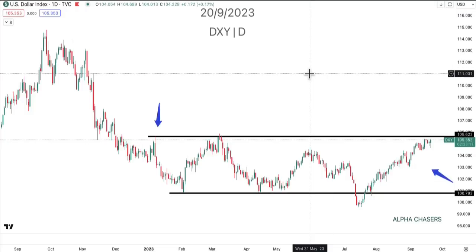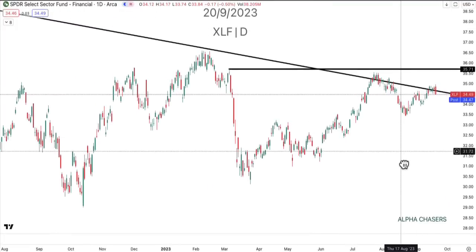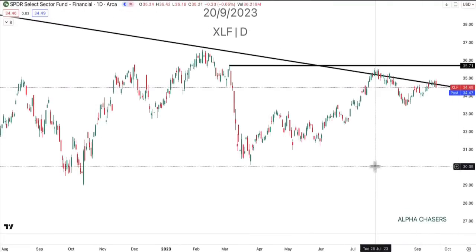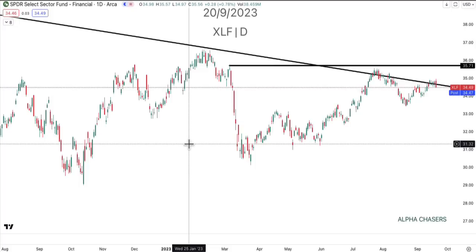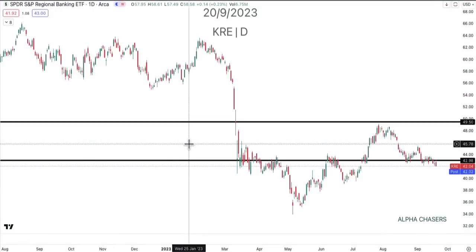What I do find really interesting here is XLF. Right? We're still not making lower lows. We're still hanging in here. And we're still not ultimately falling apart. Like you would think that this would be an implosion. Now, the smaller banks, they're rolling, and that's getting ugly.